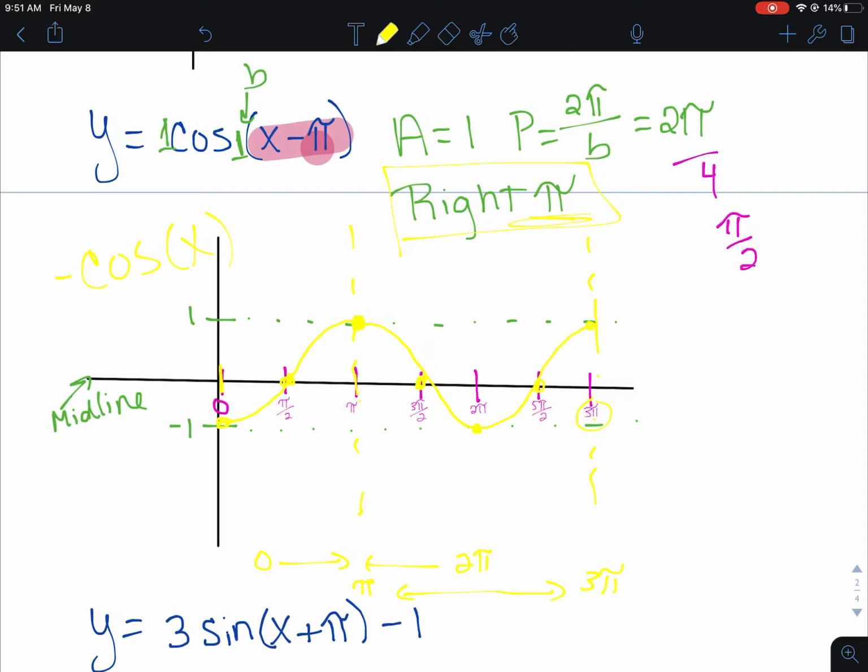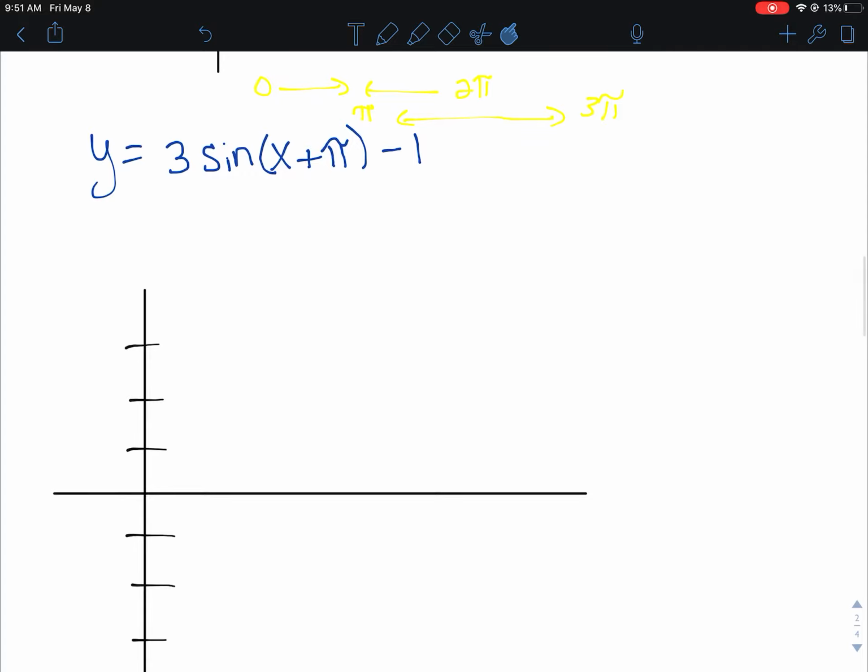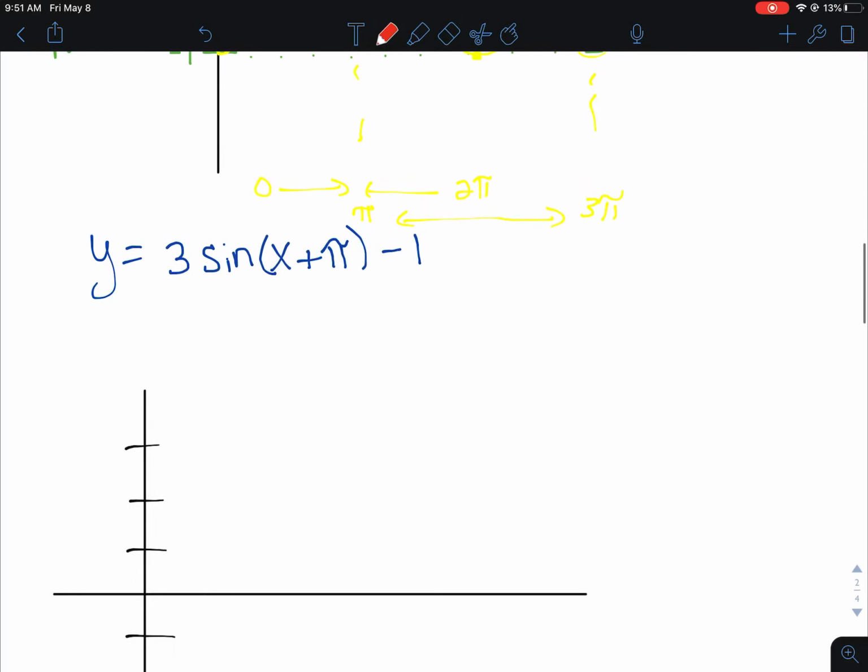Okay, so a lot of these trig functions, because they're periodic, one graph can be written with multiple equations. So in this case, negative cosine x is the same as cosine of x minus pi. They give you the same graph, okay? All right, let's try one more that sort of combines a lot of these pieces here.